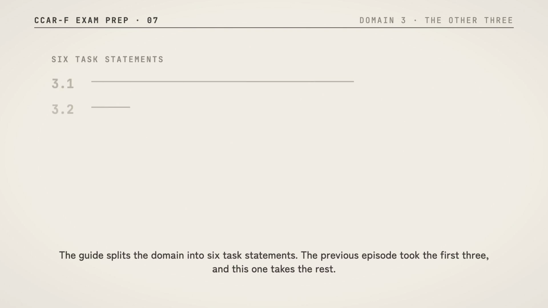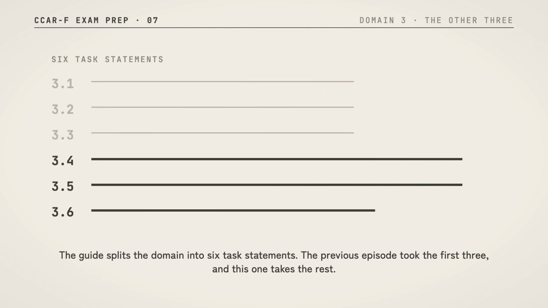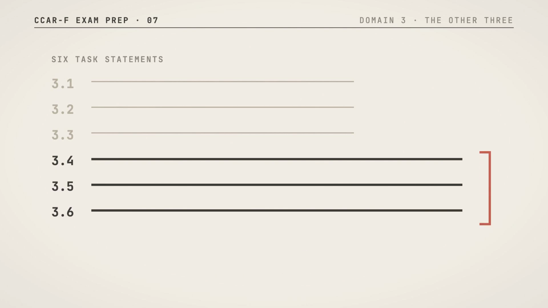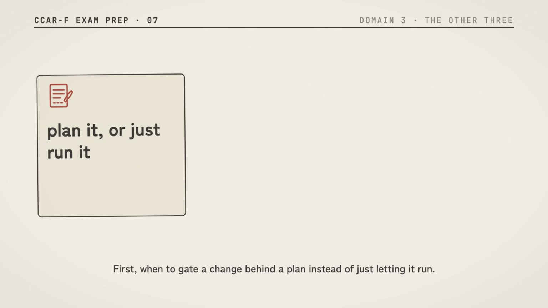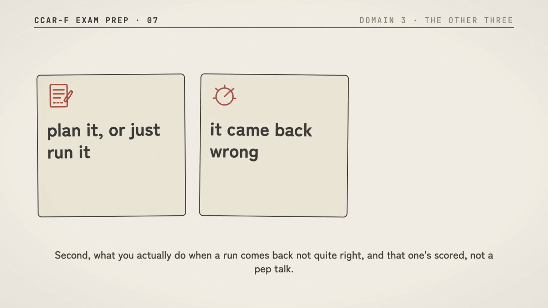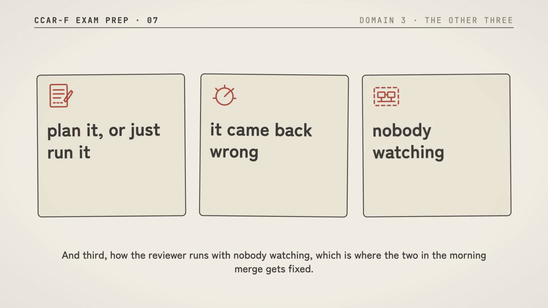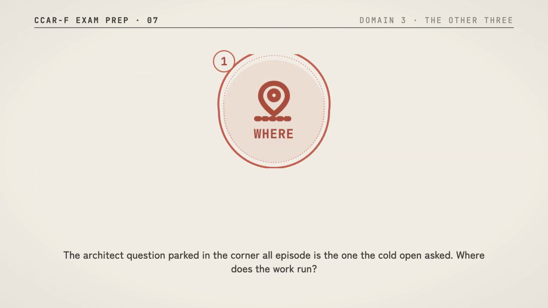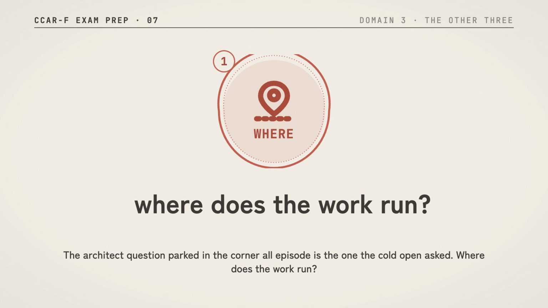The guide splits the domain into 6 task statements. The previous episode took the first 3, and this one takes the rest. First, when to gate a change behind a plan instead of just letting it run. Second, what you actually do when a run comes back not quite right, and that one scored, not a pep talk. And third, how the reviewer runs with nobody watching, which is where the 2 in the morning merge gets fixed. The architect question parked in the corner all episode is the one the cold open asked. Where does the work run?